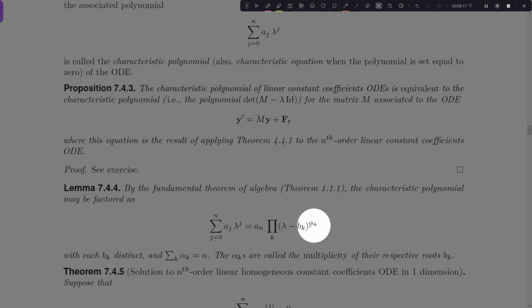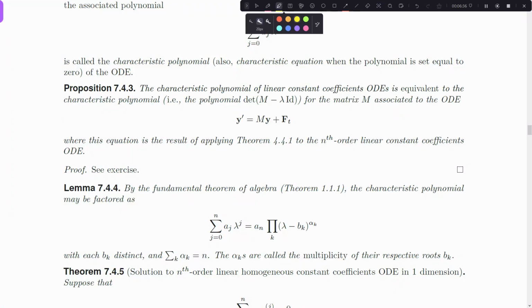And I know you're all very used to this because we have been working on it the whole semester. Something different about the way I've phrased this, though, is that instead of just saying I have some set b sub k and I'm going to take the product over all of the lambda minus b sub k's, now I'm including this alpha sub k in the power, and the alpha sub k's are the multiplicity of each root. So now I want to factor it using the fundamental theorem of algebra, and I want to keep the multiplicity inside of my factorization.